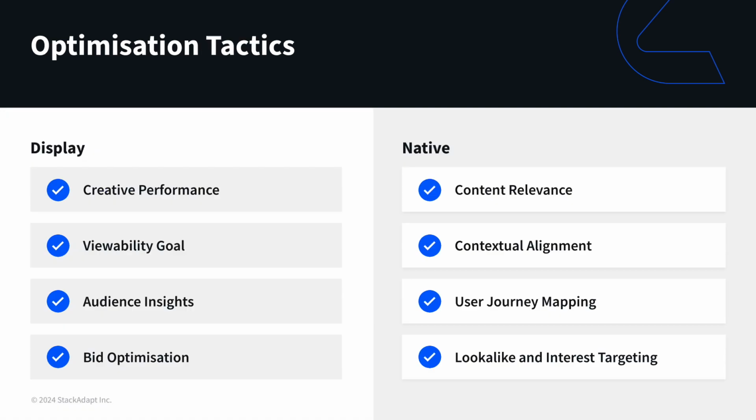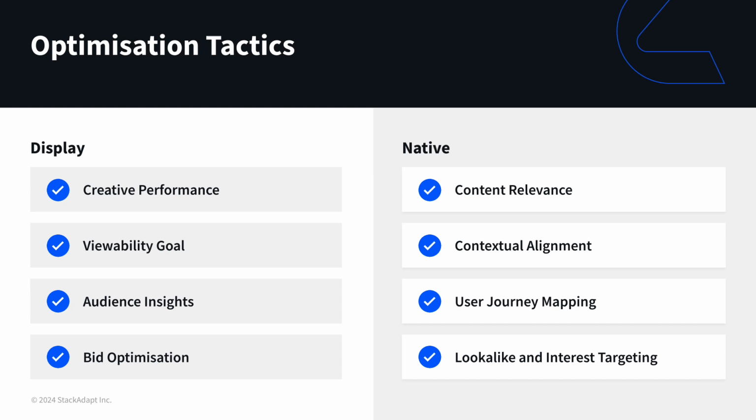Going to the next slide, here are the optimization tactics we'd recommend for each funnel. So for display, start by analyzing the performance of your creatives. Look at metrics like CTR and engagement levels to see which creatives are resonating best with your audience. Don't be afraid to experiment with A/B testing for different ad elements like images, CTA, and buttons or your messaging.